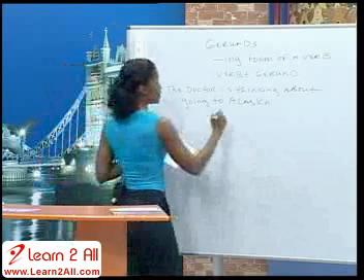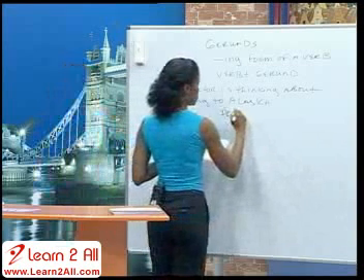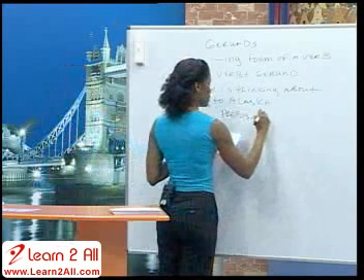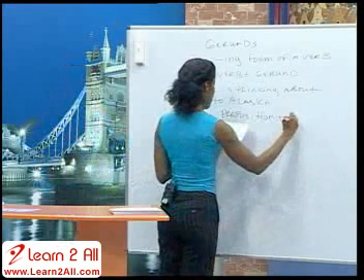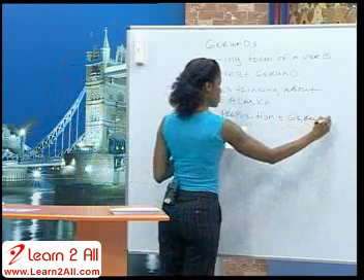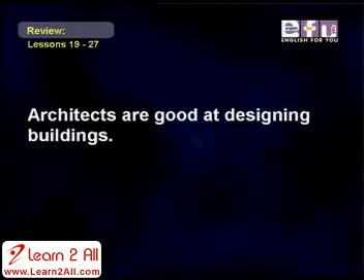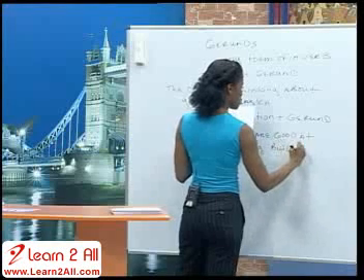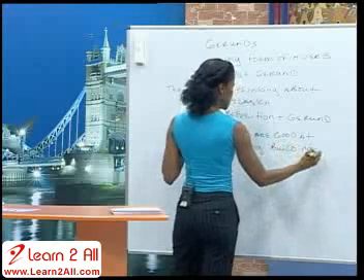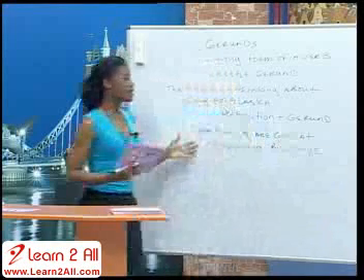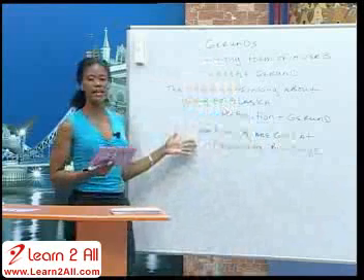Or you can have a preposition plus your gerund. Like in this sentence, architects are good at designing buildings. So here our preposition is at, followed by designing. Architects are good at designing buildings.